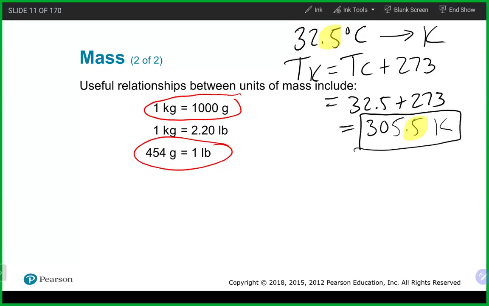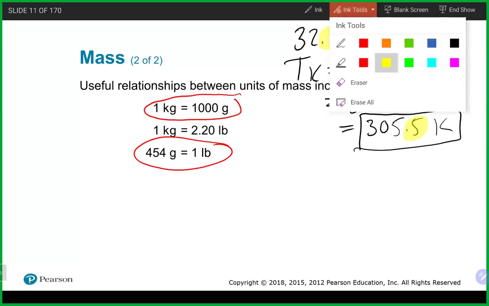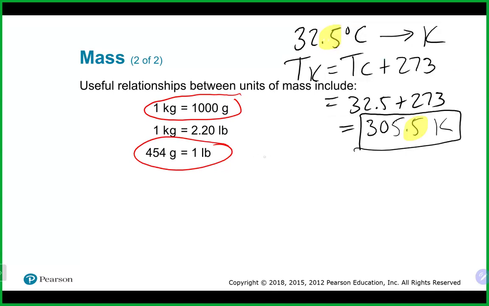So why don't you try one? Let's just say we had 98.6 degrees Fahrenheit and you wanted degrees Celsius. So take a moment and convert that.